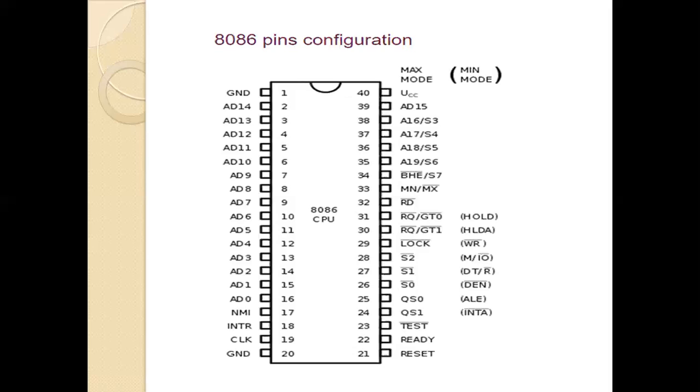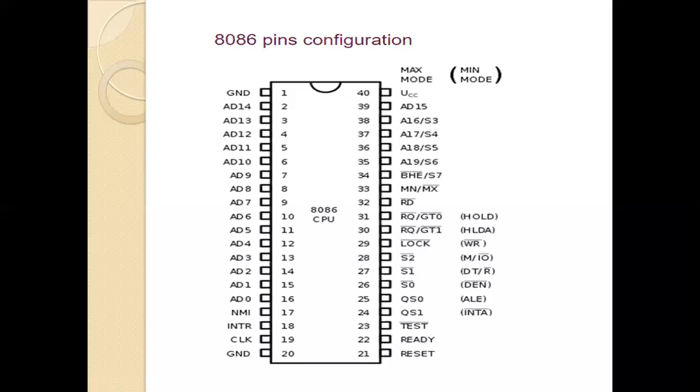It decides the direction of data flow through the transceivers, and when it is high, the data is transmitted out and vice versa. Next, pin number 28, that is M/IO bar, memory/input output. This signal is used to distinguish between memory and input output operation. When it is high, it indicates an input output operation, and when it is low, it indicates a memory operation.